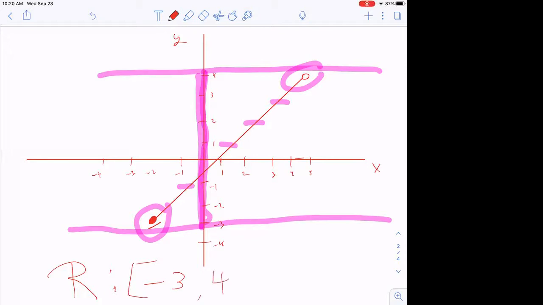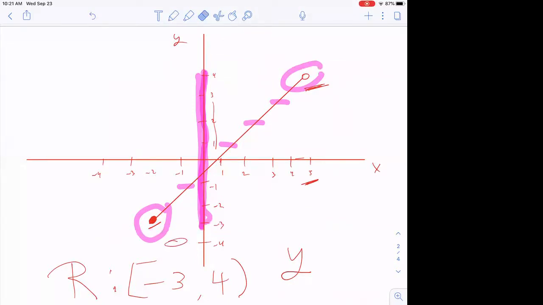Now, I got all the numbers between -3 and 4. The question is, did I get 4? Well, no, I didn't get 4. I did not get y equals 4. I was supposed to. When I plug in x is 5, I was supposed to get y equals 4. I just didn't. So my range is all the y values between -3 and 4. I got them all, except for 4. I never got a y value bigger than 4, and I never got a y value smaller than -3 because there's no graph there. So that's how to do the range.